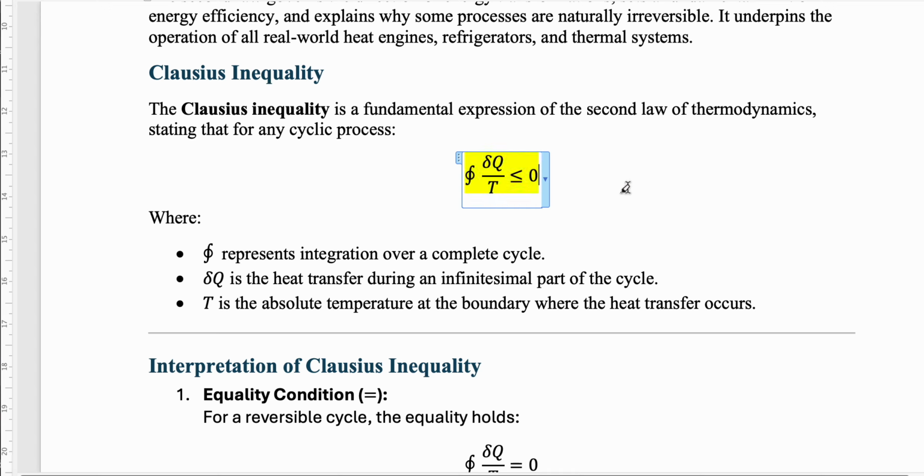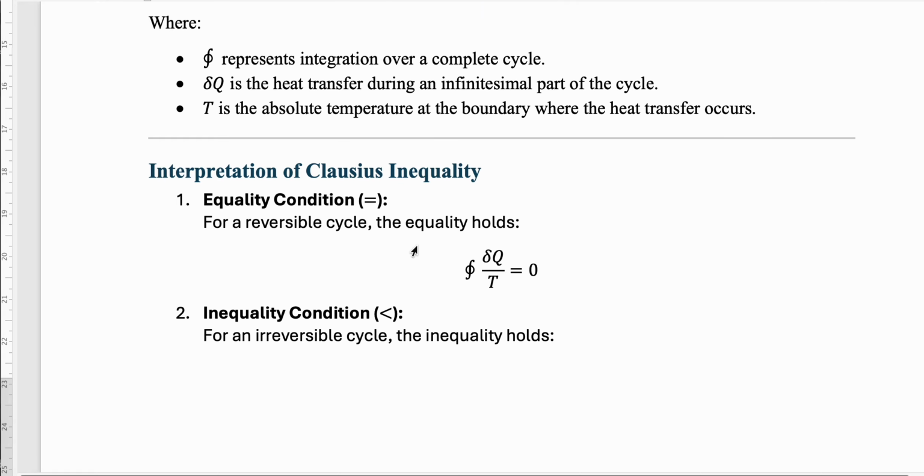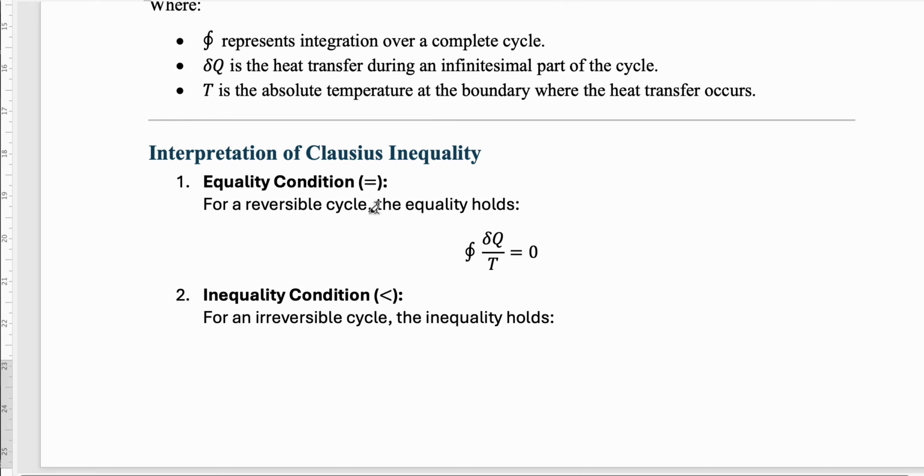Okay, this is basically for any kind of cyclic process. Cyclic means you're going to get back to the same state. So this is the basic interpretation. If you consider a reversible cycle, that means the entropy will come back to the same state.